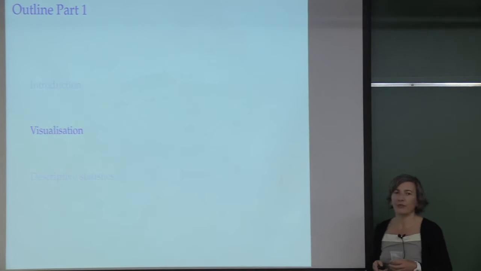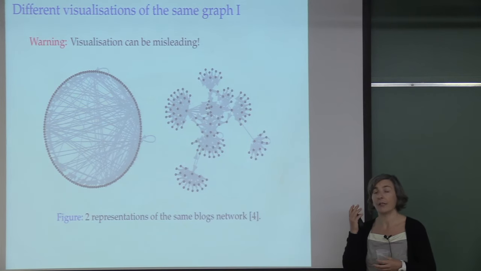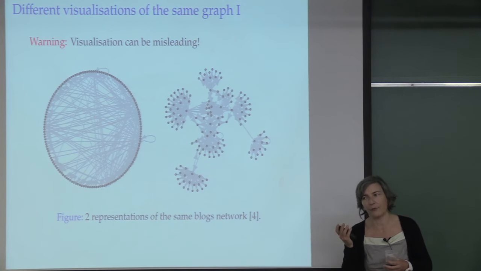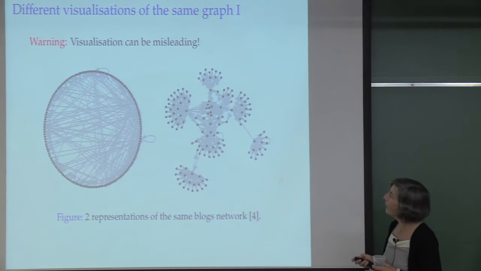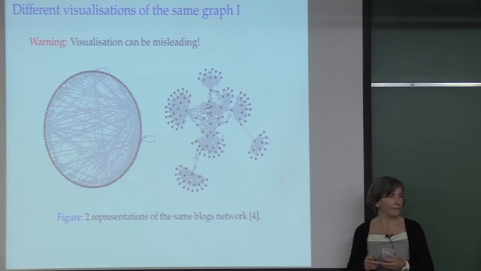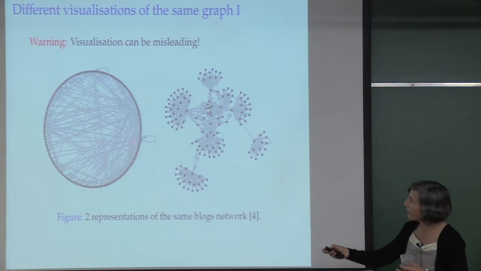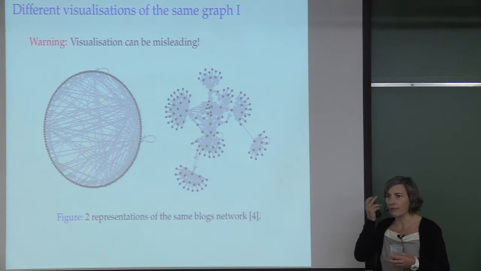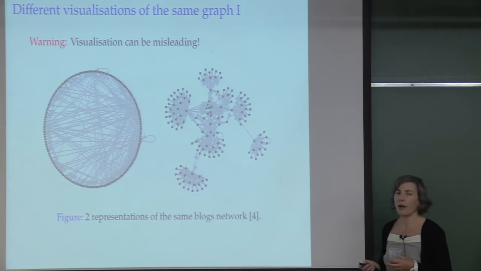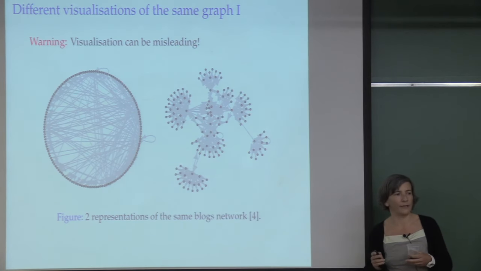Okay, a few words about visualization, because I showed a lot of pictures, but you should be aware that visualization is a problem because it might give you a wrong idea about the network, okay? So here you have two representations of the same graph. That's exactly the same data set. With the representation on the left, you get an idea of the object that is completely different from the representation on the right. So, in general, if your graph is very large, you cannot even look at it. But when it's reasonably large, you can look at it, but beware of that.